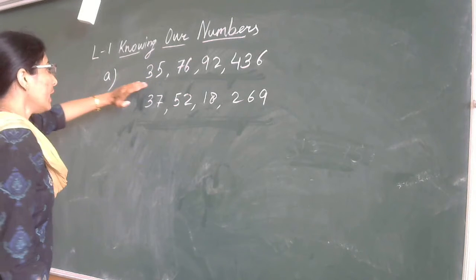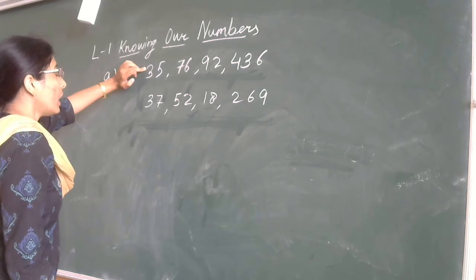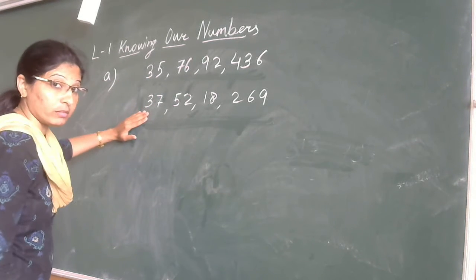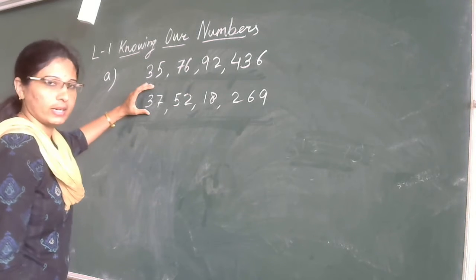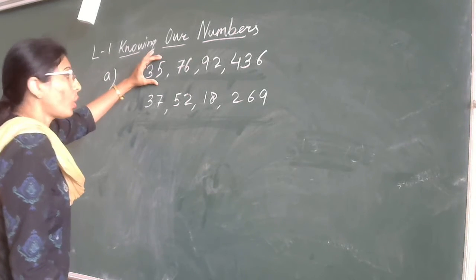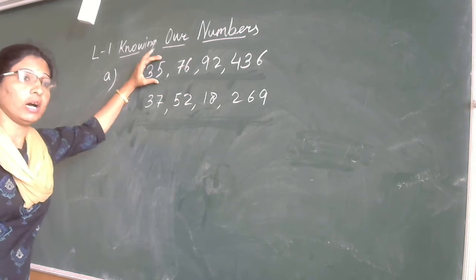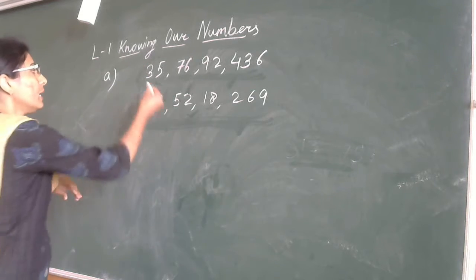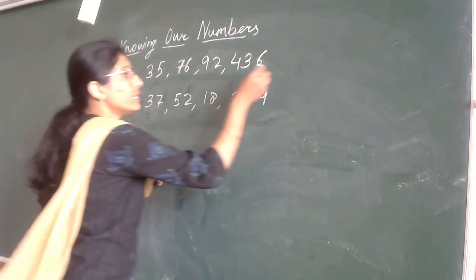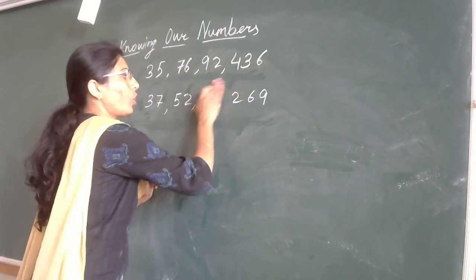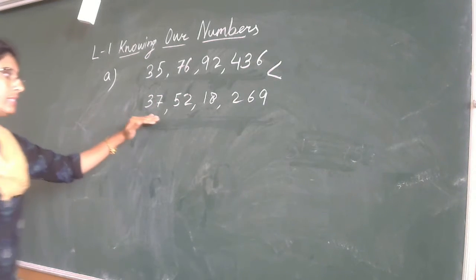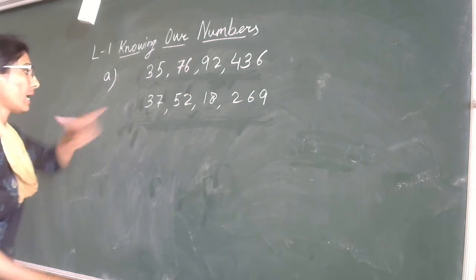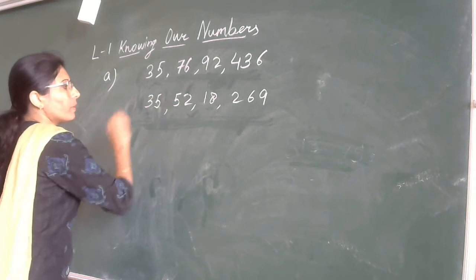Now here we can see, in the crore period we have 35 and here 37. So by seeing this we can understand that 35 crore is less than 37 crore. But sometimes what will happen is that some places will be the same.